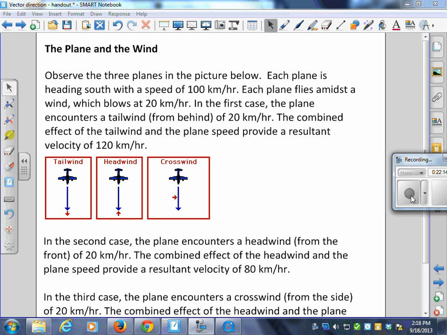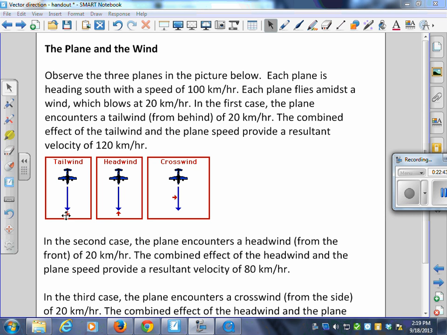Now, if you're a pilot flying in the wind, this is kind of important because the wind acts like a second vector. Observe the three planes in the picture below. Each plane is heading south with a speed of 100 kilometers an hour. Each plane flies amidst a wind which blows at 20 kilometers an hour. In the first case, the plane encounters a tailwind from behind of 20 kilometers an hour. The combined effect of the tailwind and the plane speed provide a resultant velocity of 120. 100 in blue plus 20 in red.